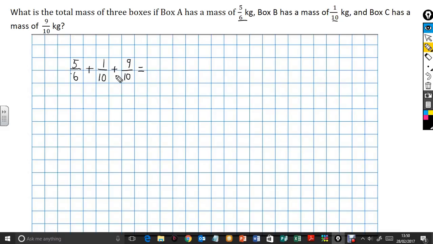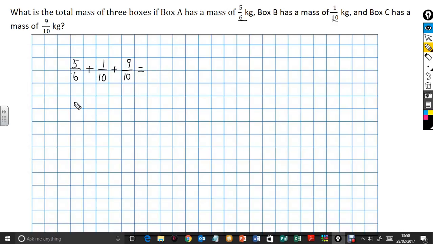And we need to find the highest common factor that these numbers share, or we can really just do it the easy way. The easy way is to do 6 times 10, which will give us 60ths. We could convert all of these fractions into 60ths.